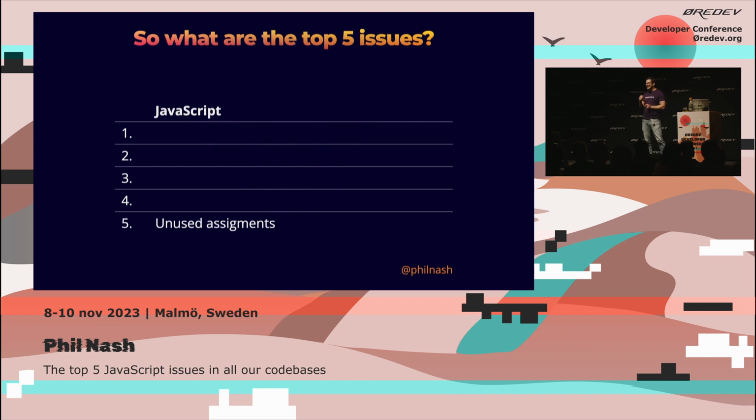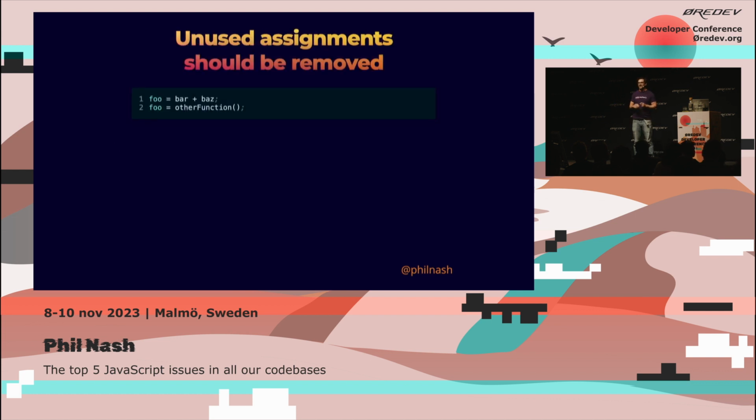Unused assignments. This one was a funny one. I wasn't expecting this to be an issue, but it turns out there's quite a lot of JavaScript out there in the world that does something like this, where you assign a variable to something, and then you reassign it sometime later without having done anything with the thing in the middle. This is very easy to spot when you only have 2 lines of code on the page. But if this is the top and bottom of a function where nothing happens to the foo variable in the middle, it's quite a lot harder to spot.